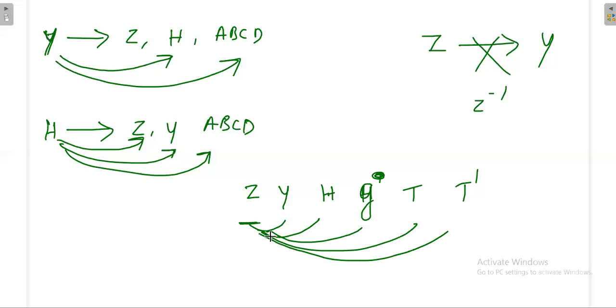If you are with one, how many conversions can you do? 1, 2, 3, 4, 5 conversions. So if you are in any one parameter, you can do the 5 conversions. Similarly, 6 parameters are there. So totally you can do 30 conversions. Totally there are 30 conversions possible.